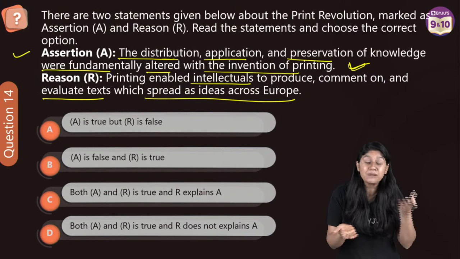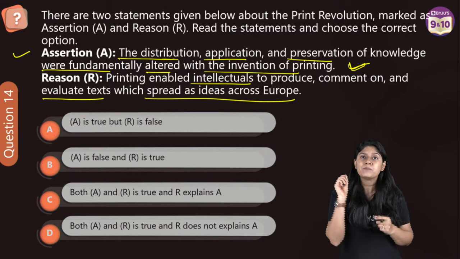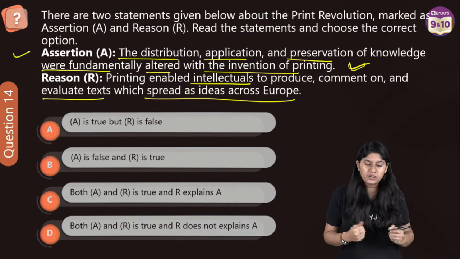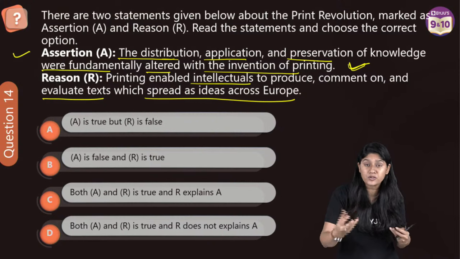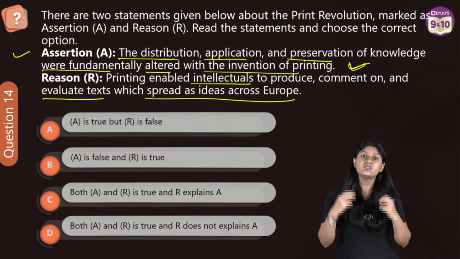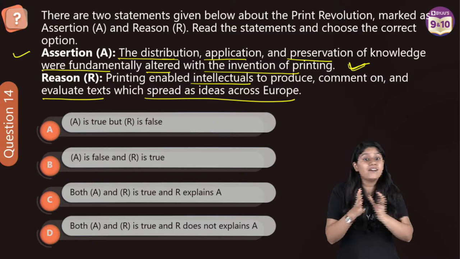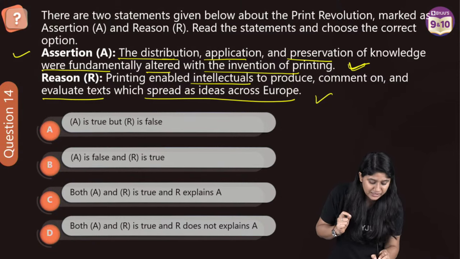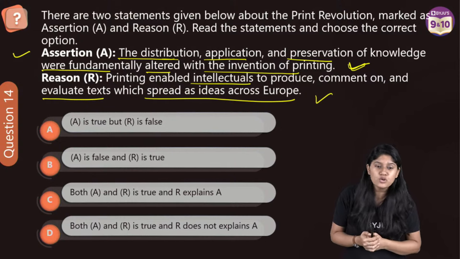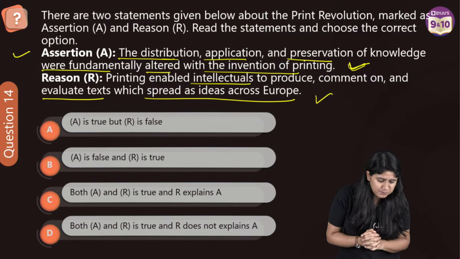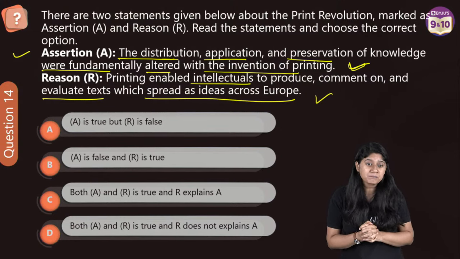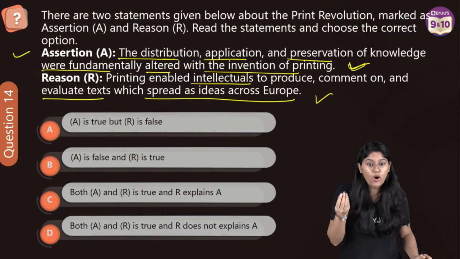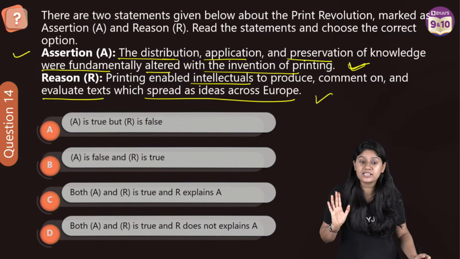Then printing enabled. Yes, we all know that printing actually helped the people to produce, they can write about it, they can comment about it, and they can spread the knowledge that they have across Europe. Based upon that, both the statements are correct. Those of you who are saying A, can you help me understand why you are saying A? Both the statements are correct, right? We all agree that both the statements are correct. Yes or no?